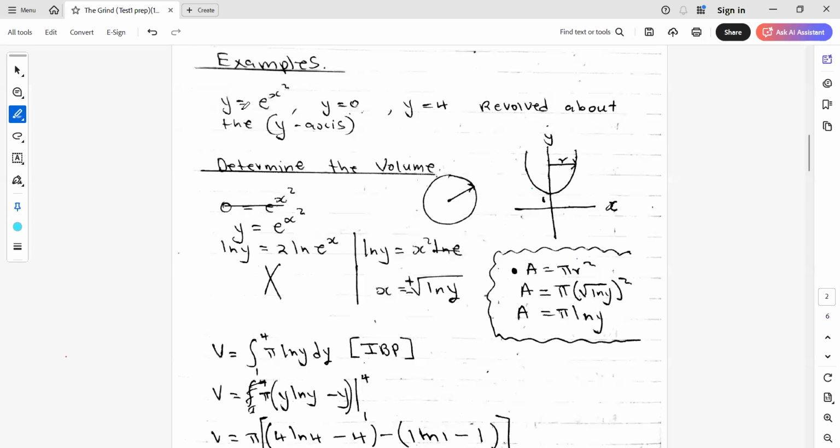Okay, example: y is equal to e to the power x squared. Now we have y is equal to 0, y is equal to 4, revolved about the y-axis. We need to determine the volume. We need to find the volume. Now, it doesn't matter what method you use because I didn't specify that. So use any method. But now, the most important and easy method is this method. It's just pretty simple. Okay, you need to find the radius. That's all.